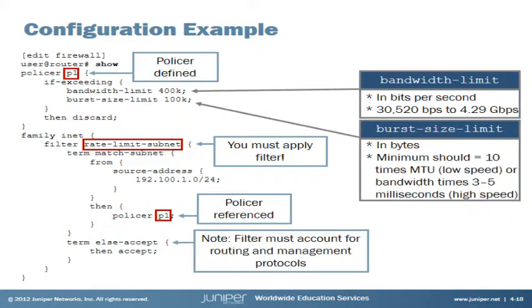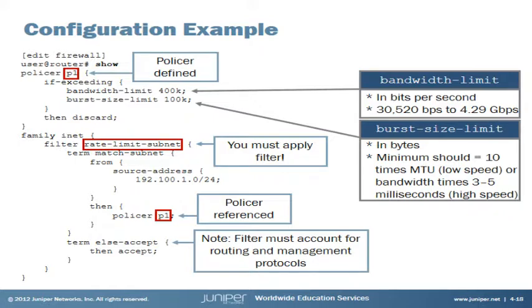Then here, this is our policer, and then here's our firewall filter. It's called rate limit subnet. From match subnet source address, so there's the source address we're matching. Then, if it matches that address, then apply this policer. So we're going to limit any traffic from that address to the parameters set by that policer, and then the term is else then except. Okay, so we're going to be policing traffic from a particular subnet.